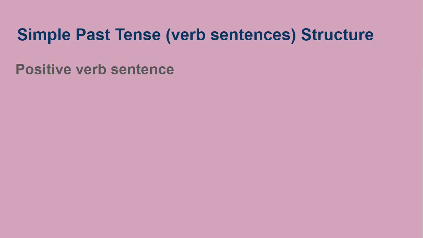Now here we are going to look at the positive verb sentences in the simple past tense. So the structure is as follows. So first, you need the subject. And then next, you need your V2. V2 is the simple past form. Okay? The past form.